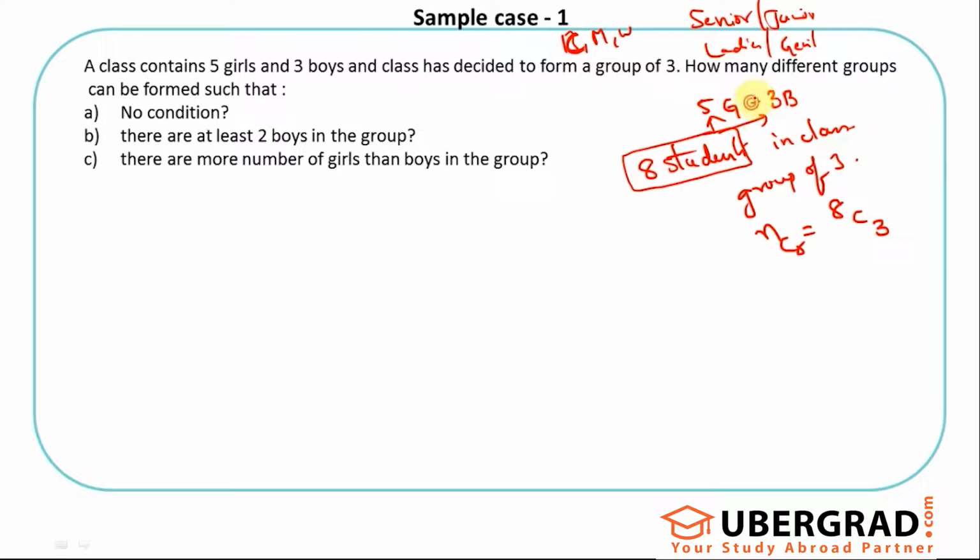What is the total number of people in the class? I have 8 students. I don't care about the gender distribution. 8 students in the class, and I need to select 3 out of them. 8C3 is the answer for this.